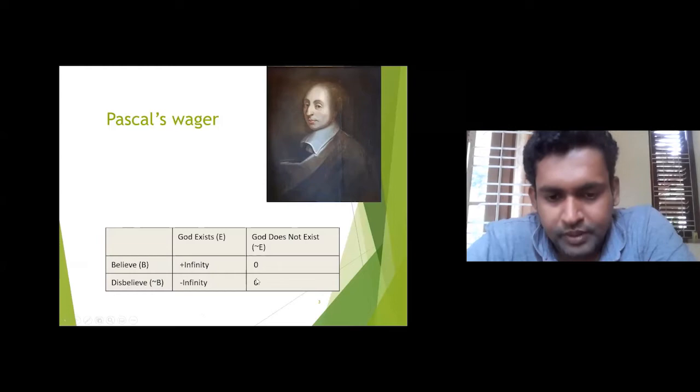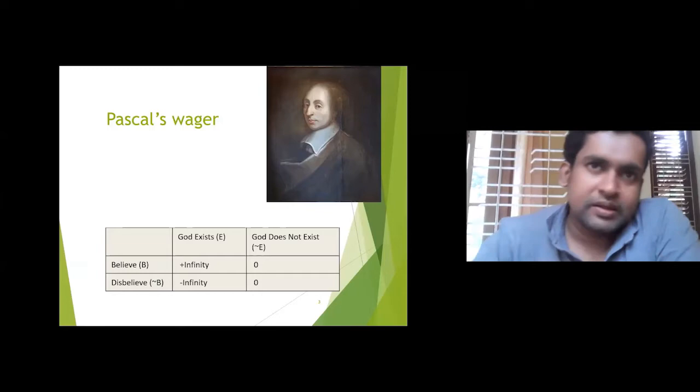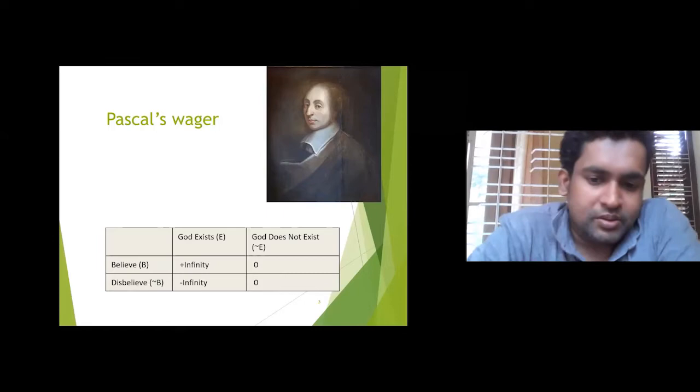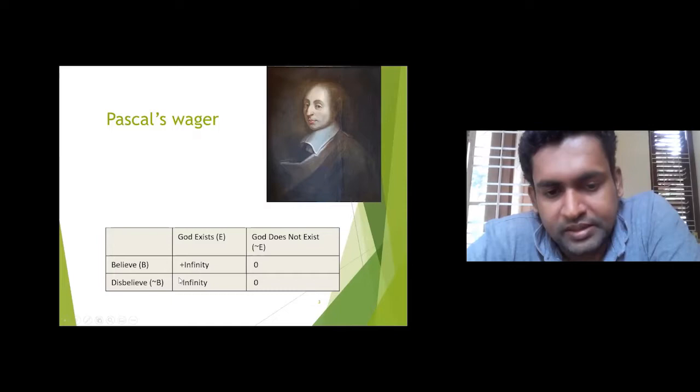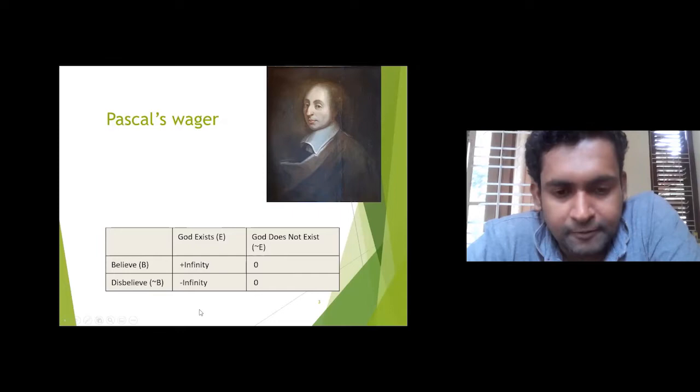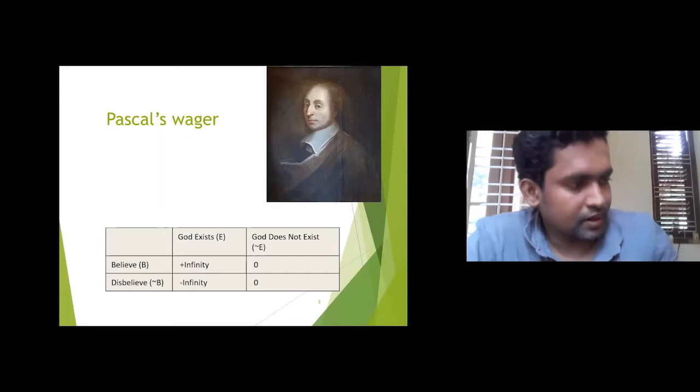And if you disbelieve in God and if God does not exist, again, there's no benefit, because after you die, there's nothing to prove or anything. So there's no gain or no loss. So if you look at this pair of metrics, what's the rational thing to do? Any ideas?